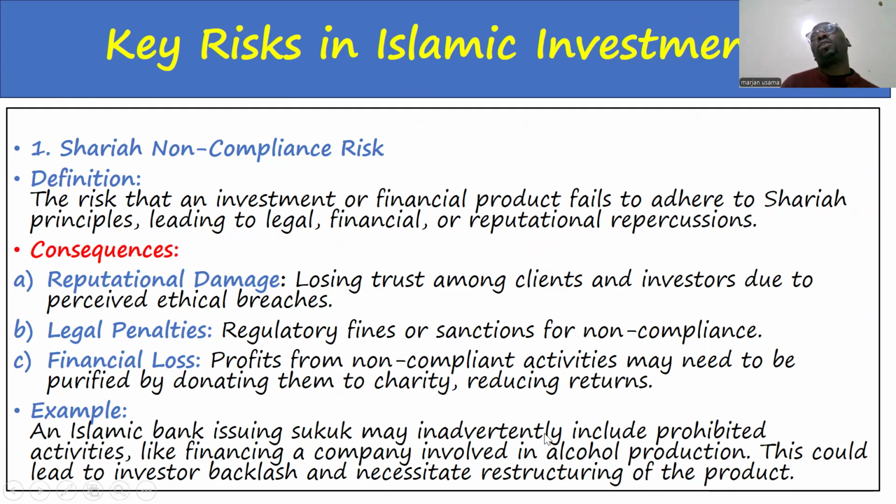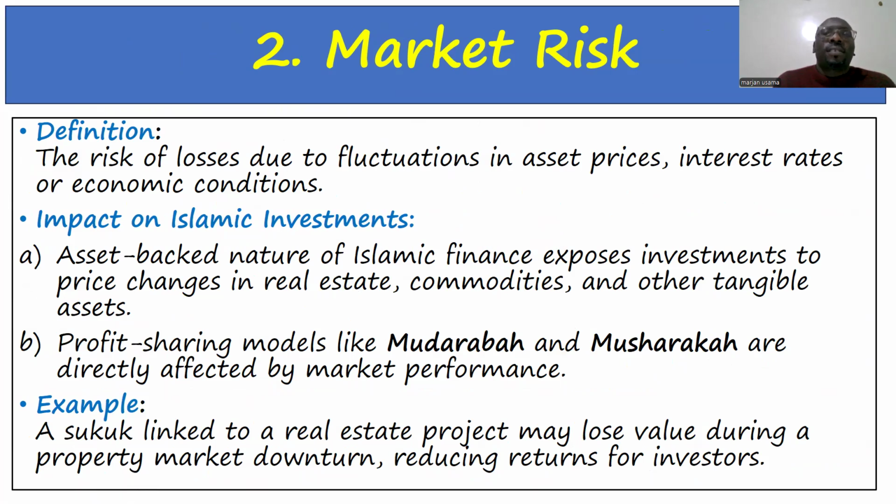Then number three, financial loss. Profits from non-compliant activities may need to be purified by donating them to charity. And when we do that, it is going to do what? It will reduce our return. So this is the first risk. Number two, there is the market risk. And what is the market risk? The risk of losses due to fluctuation in asset prices, interest rates, or economic conditions. Of course, we are doing business, and while we are doing business, we need to live with the fact that the environment keeps changing every day.